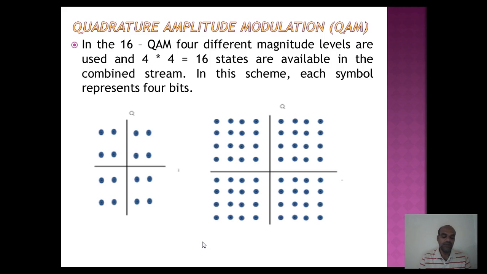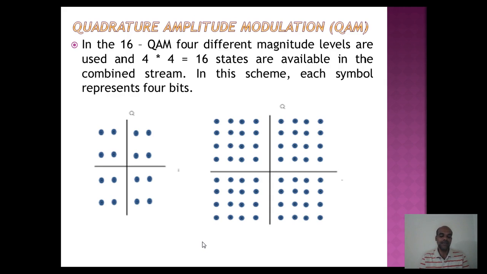Quadrature amplitude modulation. This modulation scheme is applied where the amplitude is allowed to vary with phase, and it can be viewed as a combination of ASK and PSK. Most digital data communication applications use this technique, called quadrature amplitude modulation. In this we have several phases, from 16 QAM up to 256 QAM.